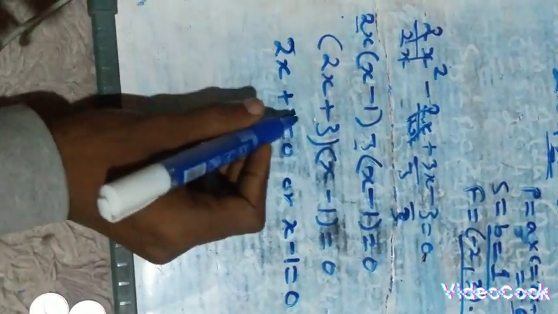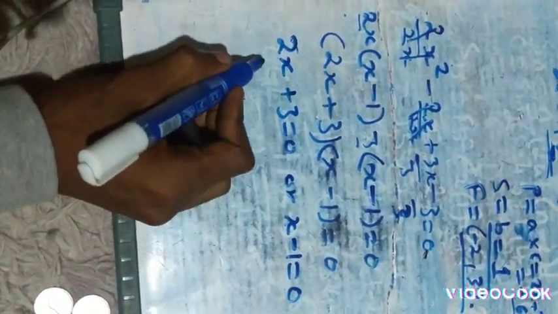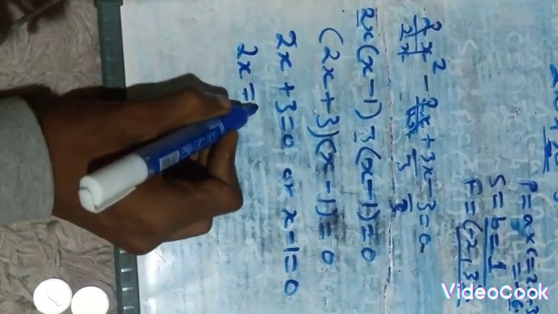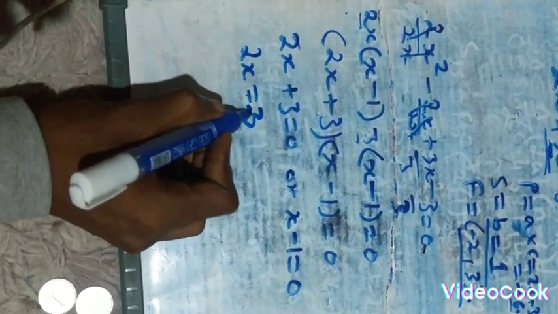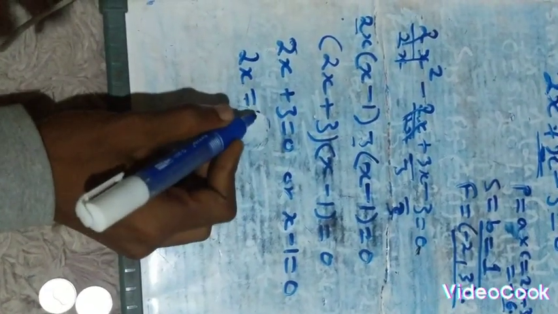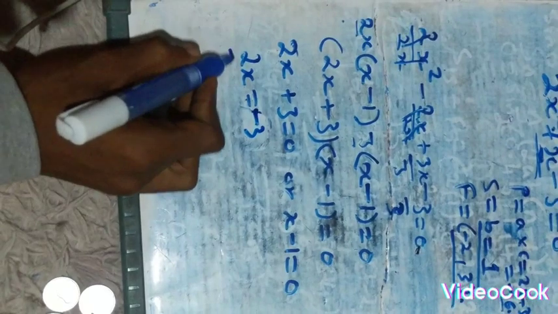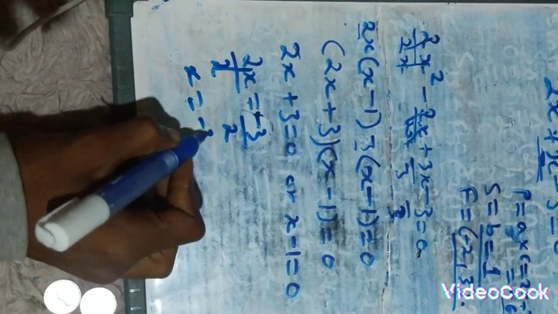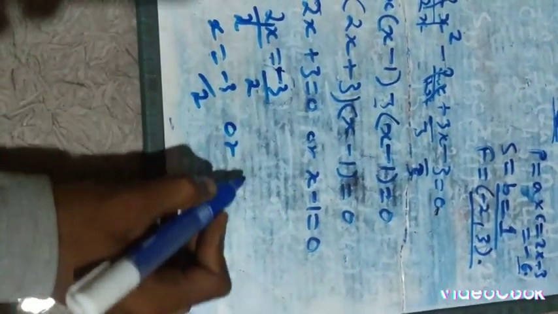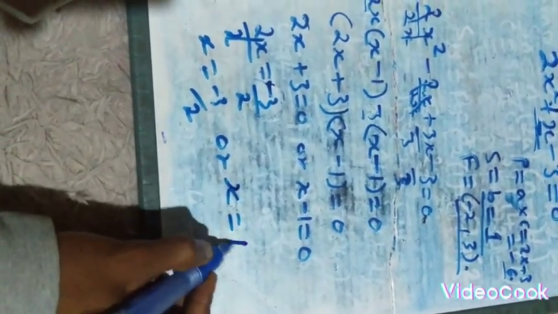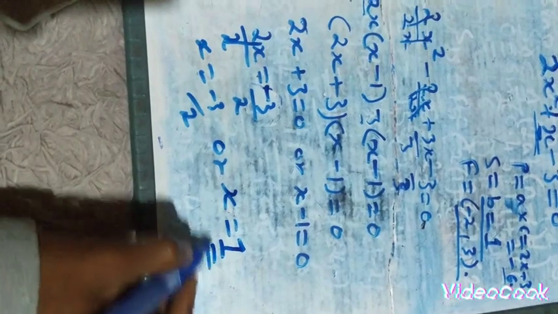Then here, when we do our mathematics, this 3 and 0 are unlike terms, so it will be 2x is equal to positive 3 when it jumps the equal sign to be negative 3. You divide both sides by 2 to find the value of x. X is equal to negative 3 over 2. Or this side, when the negative 1 jumps the equal sign, x is equal to 1, because negative becomes positive when it jumps the equal sign. So this is how we find it.